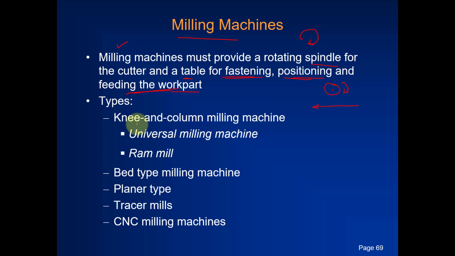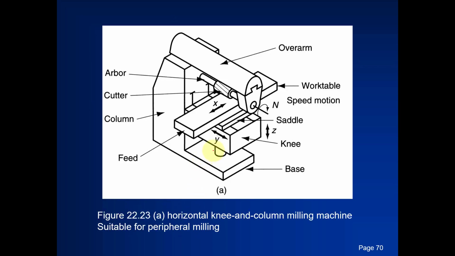So we have the knee and column milling machine, that is the universal milling machine, ram milling machine, bed type milling machine, planer type, tracer, and CNC milling. So you can see the knee and column milling machine. Basically this is the column portion and this is the knee.